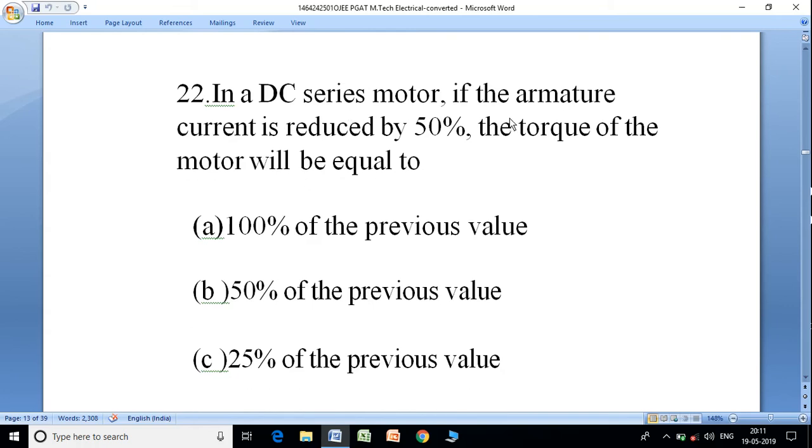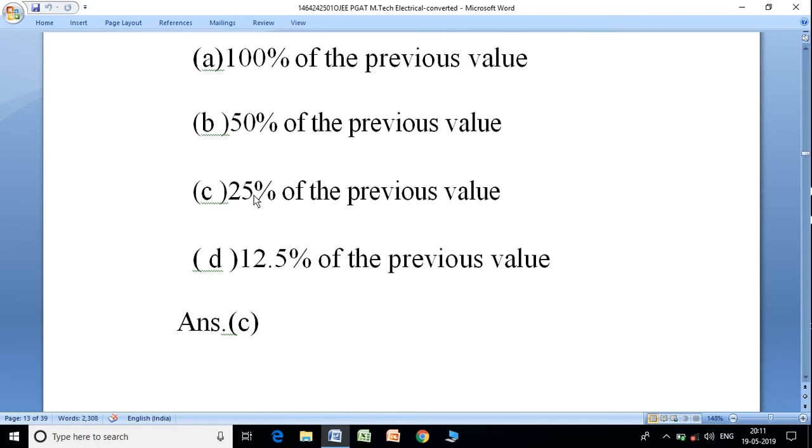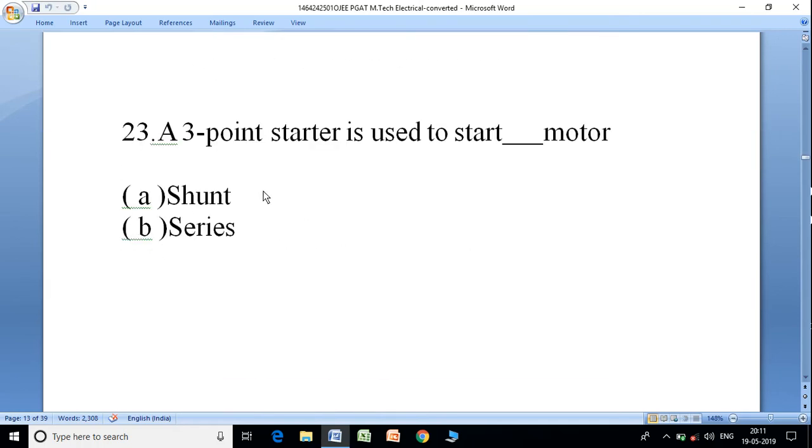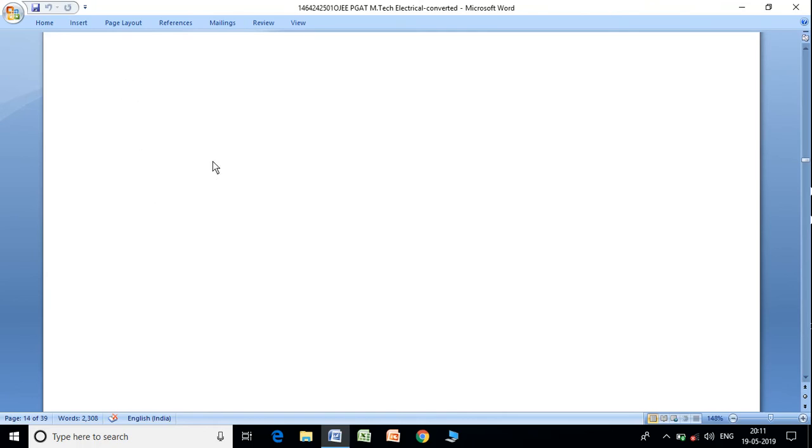In a DC series motor, if the armature current is reduced, the torque of the motor will be reduced to 25% of the previous value. Next, a 3-point starter is used to start a dash motor. So a 3-point starter is generally used to start the shunt motor.